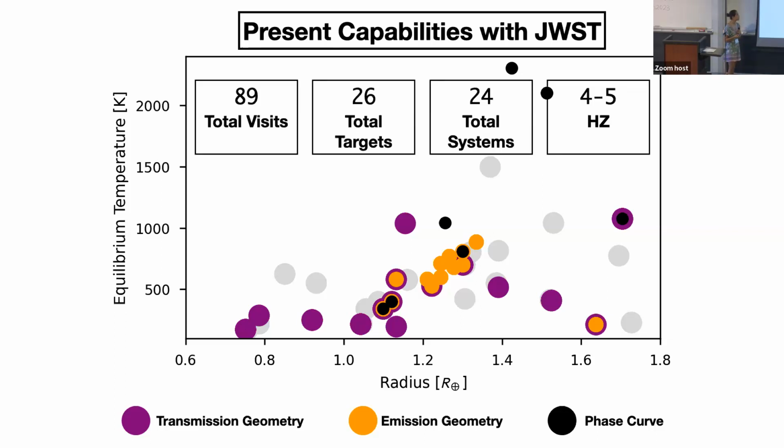In total, there are about 89 visits devoted to terrestrial planet observations spread across about 26 targets. That gives you an idea for how many visits each target needs.